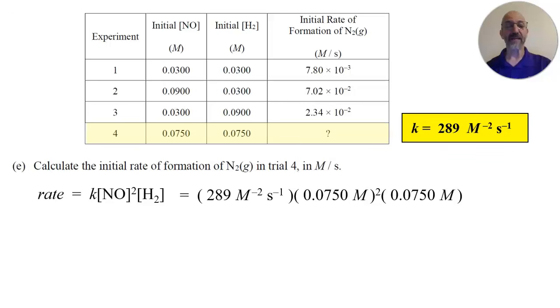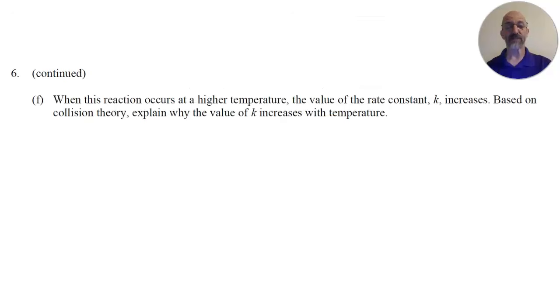So when I do that math, I will get the rate, and my units will be molarity per second. So 289 times 0.0750 squared times 0.0750 gives me a value of 0.122, and my units are molarity per second. All right, we've gone through parts A through E of question 6. So now there's only one more part left in this particular question.